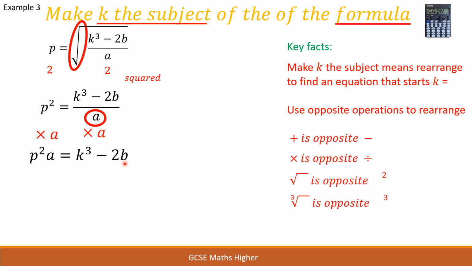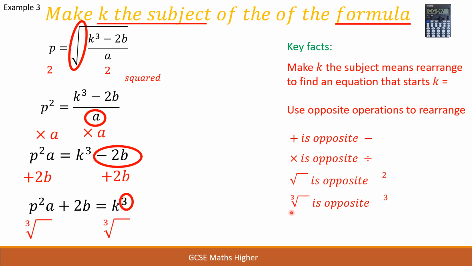The next thing furthest away from the k is the minus 2b. So the opposite to take away 2b is plus 2b, so I'm going to add 2b to both sides. Again, don't be put off when you're adding 2b to this left-hand side, because this 2b can just go as p squared a plus 2b is equal to k cubed. We now need to get k on its own, the opposite of cubing over here. So the opposite of cubing is the cube root. So I need to take the cube root of both sides.